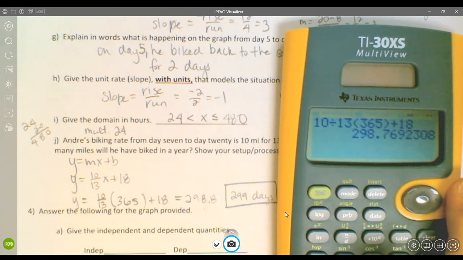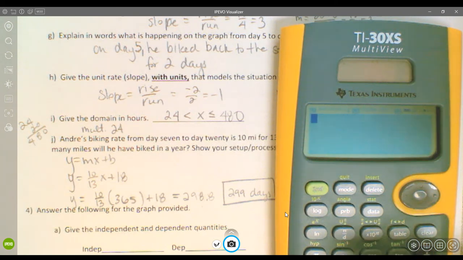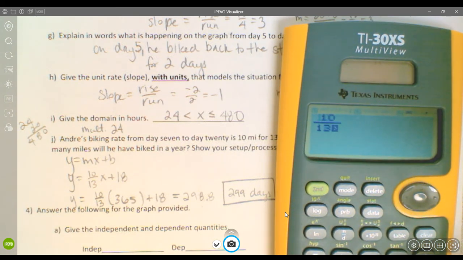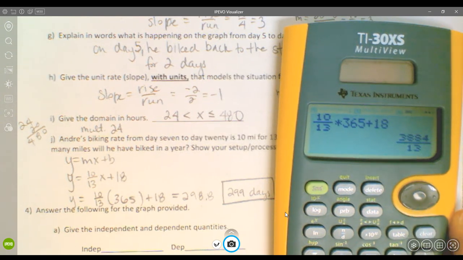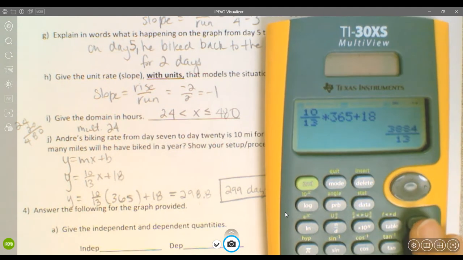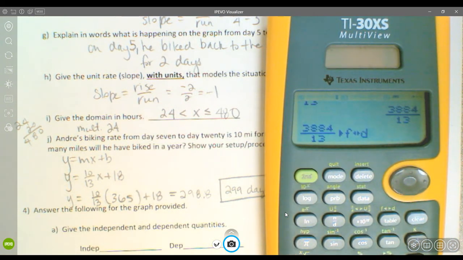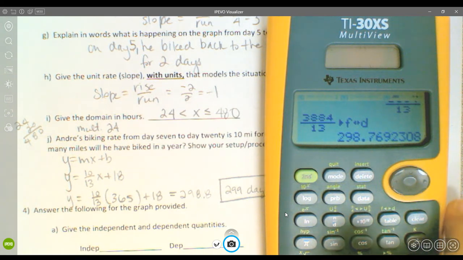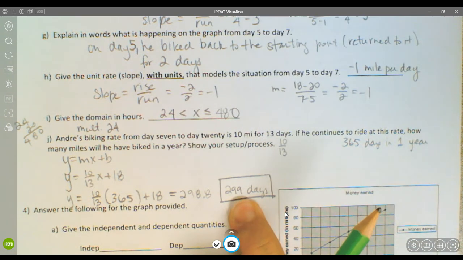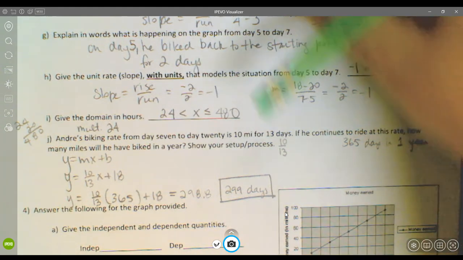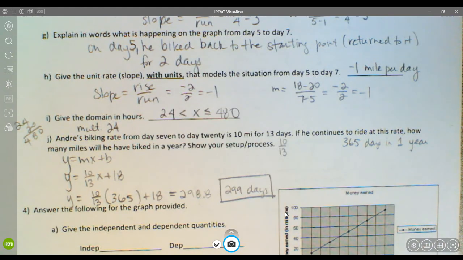Robideer, why'd you do 10 divided by 13? It's a fraction. Okay. 10 over 13 times 365 plus 18. Remember, y'all, a fraction is a division problem. I need to see, why'd they give me a fraction? Because you put in a fraction, goob. So I want to turn the fraction into a decimal. So I'm going to do that. Boom. 298.76, 299 days.